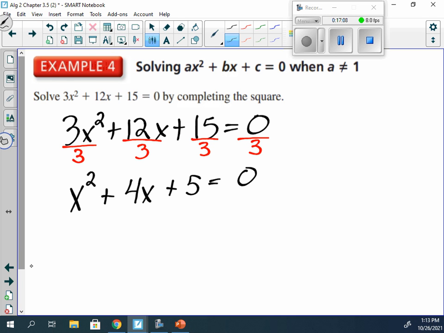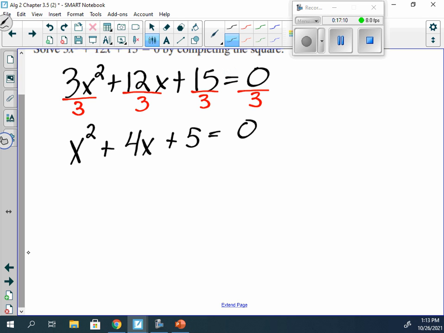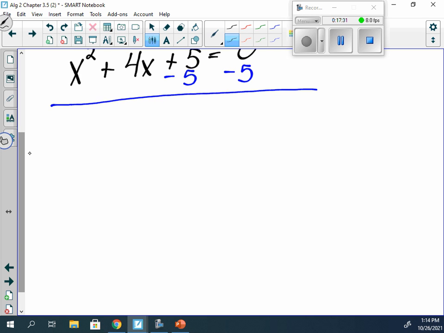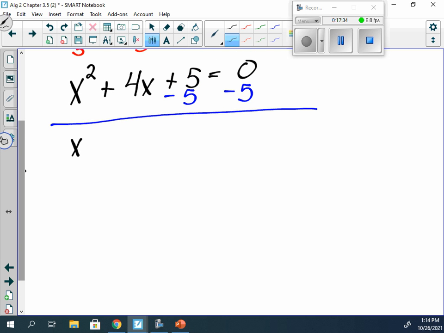Now this here will not graph, it will not factor. But we do have A as 1. So now we can move on to step number 2, which is to get the variables on one side and the constant term on the other. So we would subtract 5 from both sides. And if we subtract 5 from both sides, we're left with x squared plus 4x plus blank is equal to negative 5 plus blank.